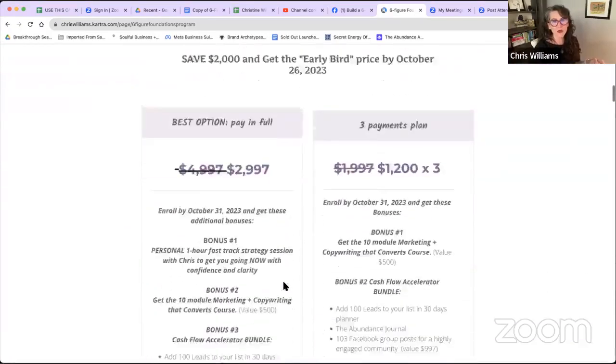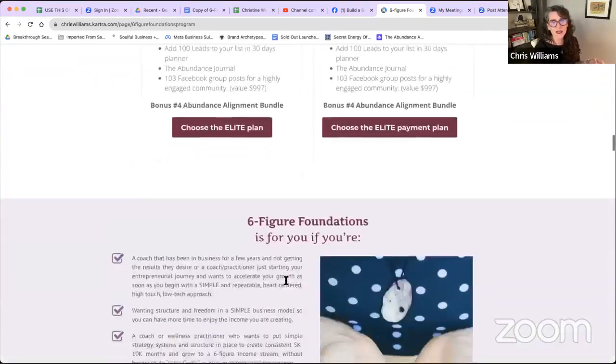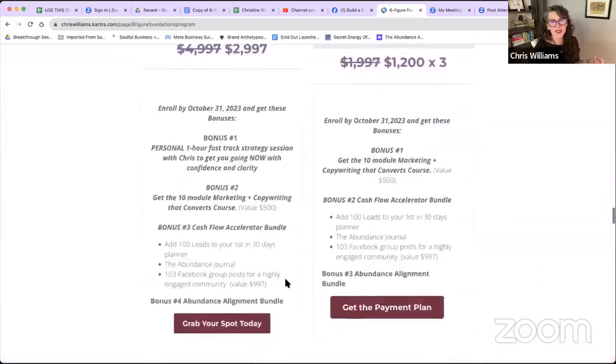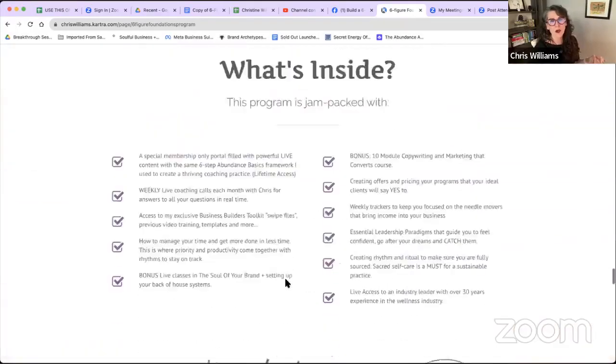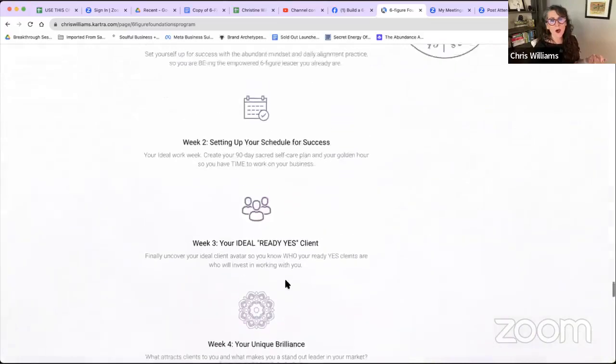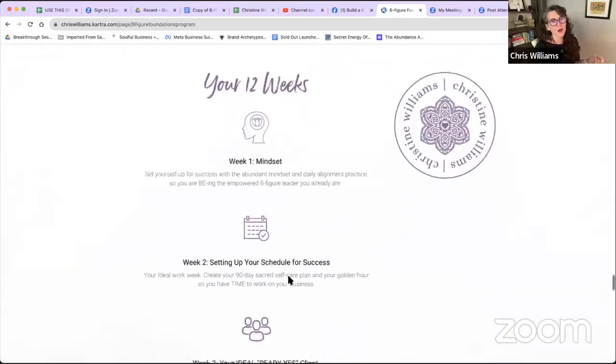And I really want to scroll down here because this is everything that's inside it so that you can see exactly what we're going to be working on over the course of the 12 weeks. On week 1, we're going to be working on our mindset, right?